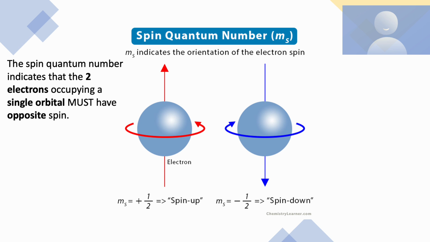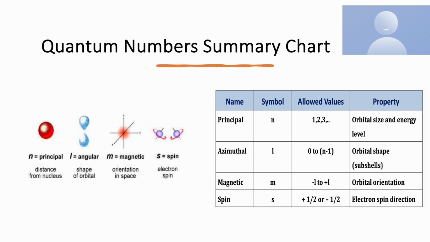This is also important because no element can have the exact same quantum numbers. No electron can, so this helps us define where the electrons are at. All right, for your quantum number summary chart, this is everything that we just talked about. I just think it's like a nifty page that kind of gives it all together so you can look at that.